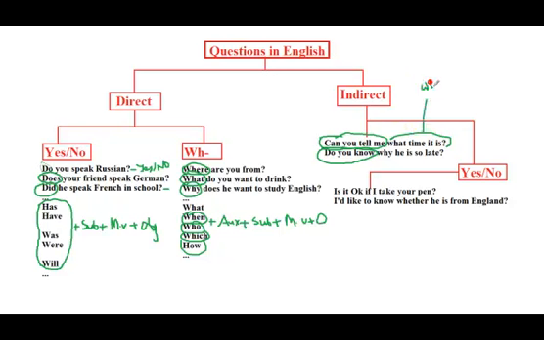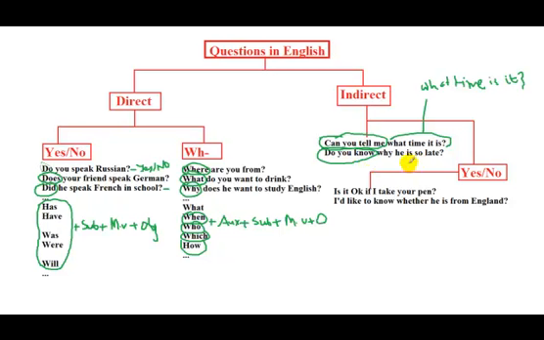What time is it? So it's a direct question, but here I make it indirect, maybe more polite. Can you tell me what time it is? Or do you know why he is so late? Actually, the direct question is, why is he so late? But I want to make it more polite and indirect, so I have to say, do you know why he is so late?